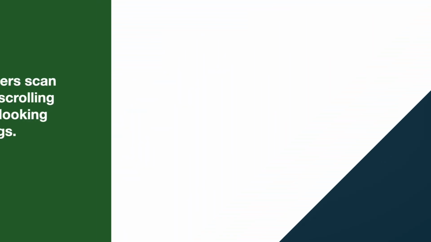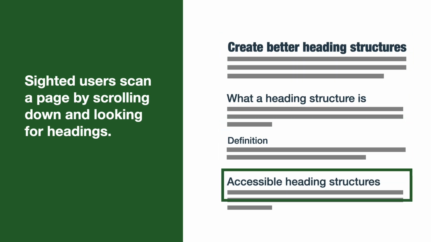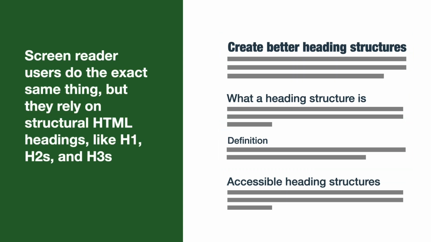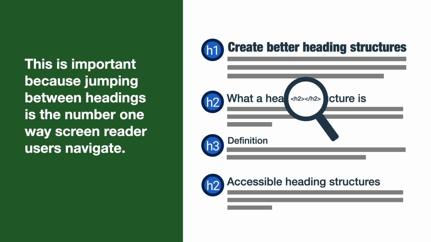Sighted users scan a page by scrolling down and looking for headings. Screen reader users do the exact same thing, but they rely on structural HTML headings like H1, H2s, and H3s. Because screen readers rely on this underlying structure, your heading can't just look like one visually. It needs the actual HTML heading tag in the code. This is important because jumping between headings is the #1 way screen reader users navigate.